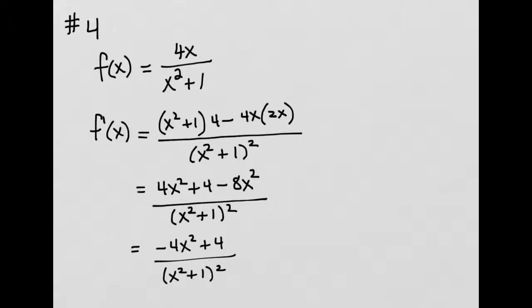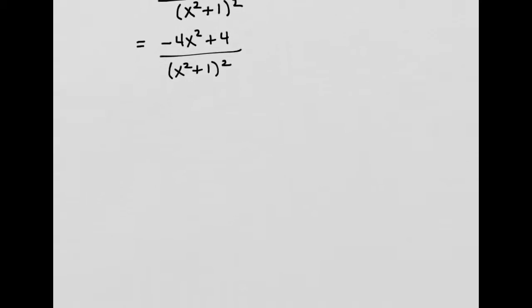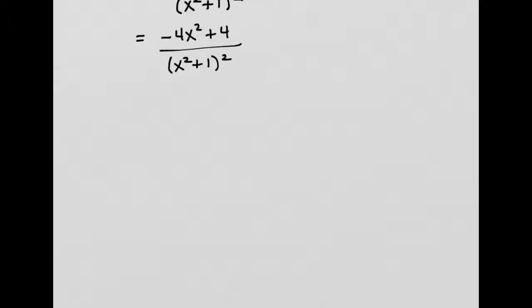Now we know that the denominator can't equal 0 because we have x squared plus 1 in the denominator. So I'll just be setting the numerator equal to 0 and solving for x. So I'll shift this all up. So I'm just going to look at negative 4x squared plus 4 equals 0.